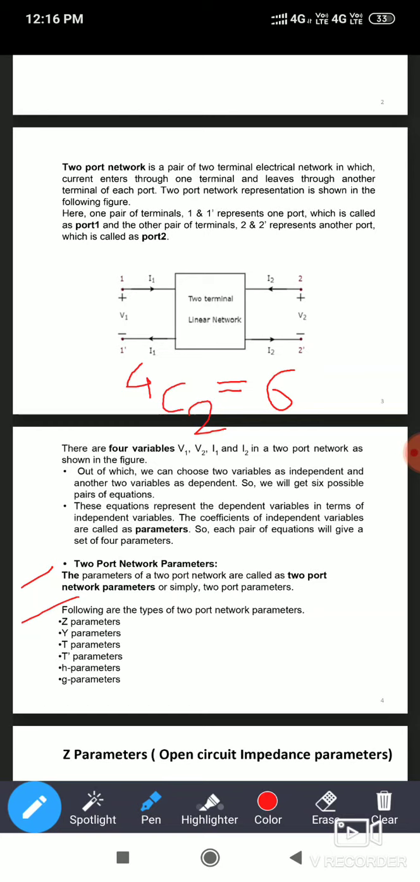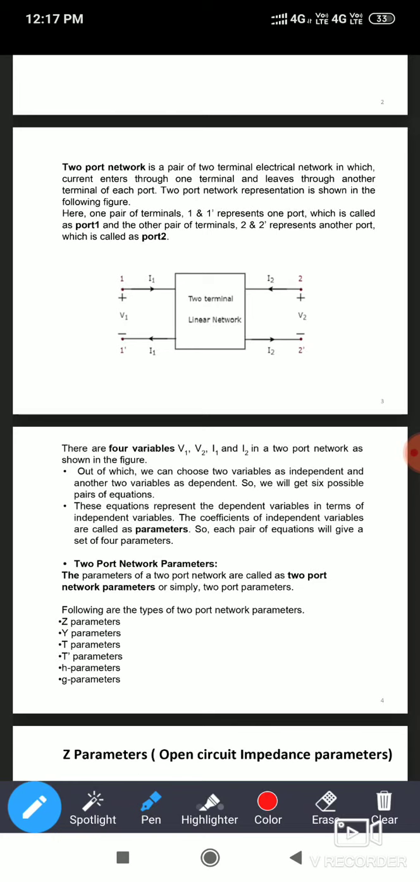Do you understand? So next, out of 4 variables we can choose any 2 variables as independent while another 2 variables as dependent. So we will get total 6 possible pairs of equations. Pair of equations means, in one parameter two equations will come. So how many equations in total? 12 equations will come. We will consider those 12 equations later, while learning one by one we can understand.